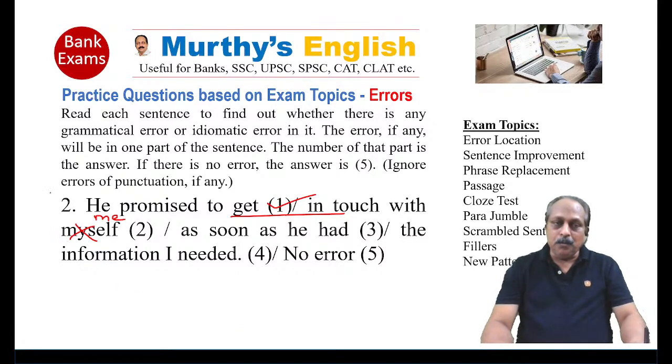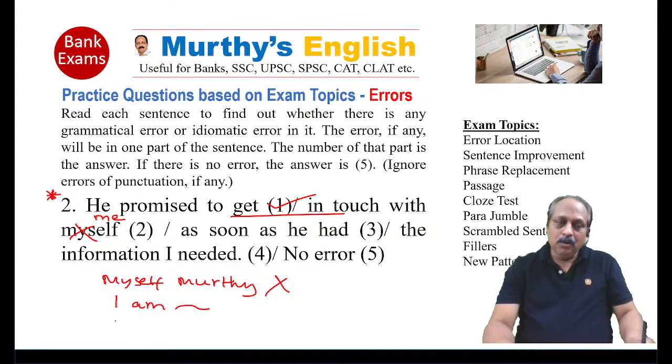And this is an important question in the sense that you have to recollect the common error. What is the common error? A lot of people, at the time of the interview, also say, tell us about yourself. In the first meeting, people say, myself Ramesh, myself Murthy, myself Suresh. Is this right or wrong? It is not correct. You have to say either I am your name or my name is.